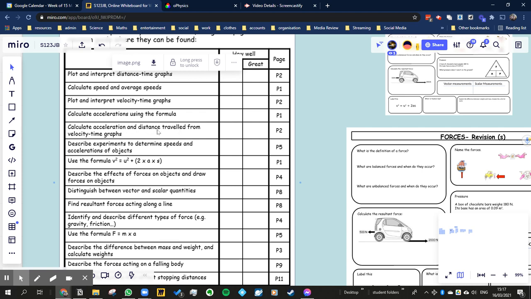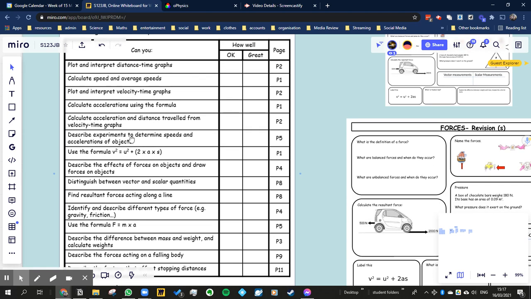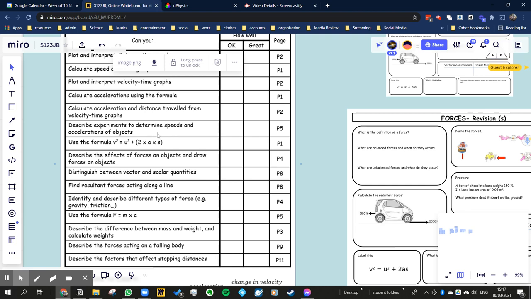Now, this is a bit more advanced, this one here. So this is looking at the gradient of a graph, and also looking at the area under a graph. So we'll look at that in a moment. Describe experiments. What kind of experiments are there to determine speeds and accelerations? So there's probably going to be some experiments which you might have learnt about, and you need to be able to describe them.